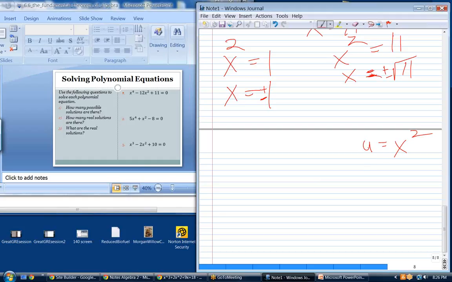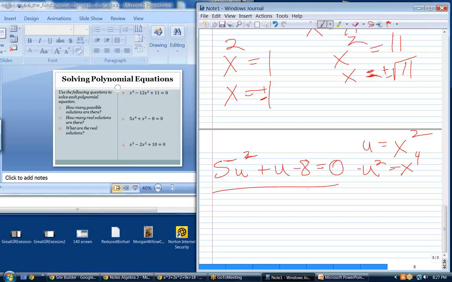Well, no. If U is equal to x squared, then U squared is equal to x to the fourth, right? So what I'm trying to do is write that as a quadratic in U. So the first term is 5U squared. Okay. What's the next term? Plus U. Minus 8. Now, why was I forced to use substitution?